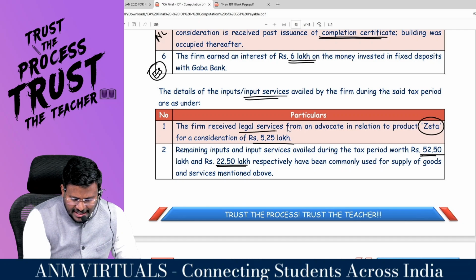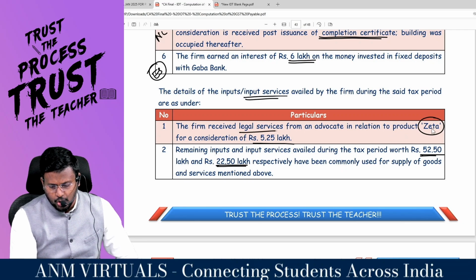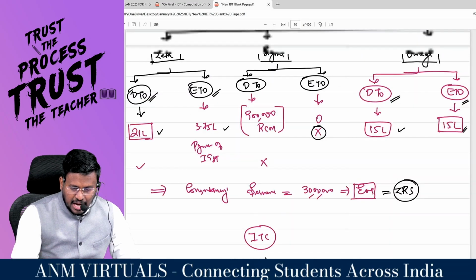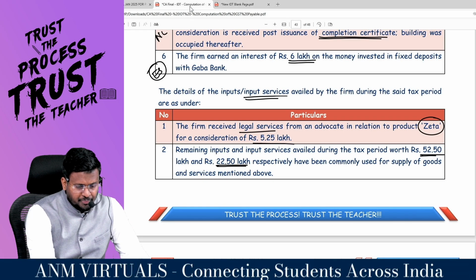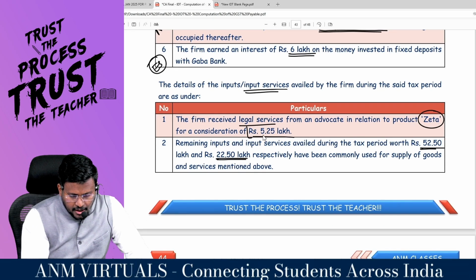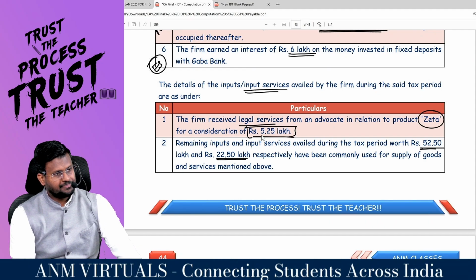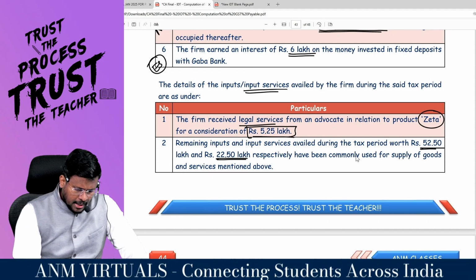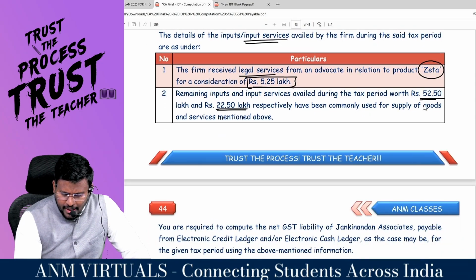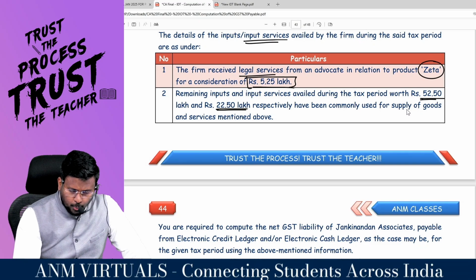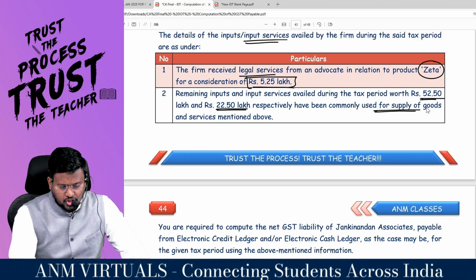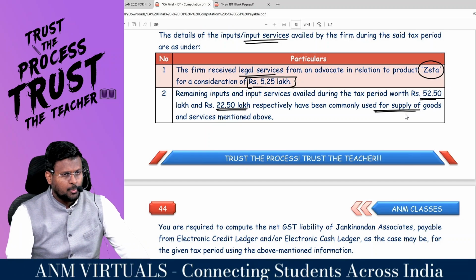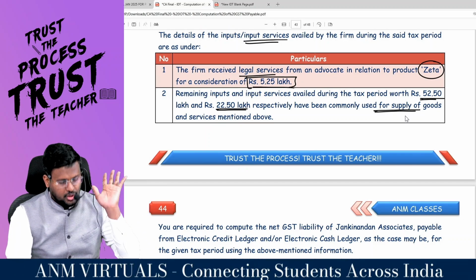The firm received legal services from an advocate in relation to product Zeta. We are doing both domestic turnover and export turnover for a consideration of 5.25 lakh. RCM. Remaining input and input service availed during the tax period, worth 52.5 lakhs and 22.5 lakhs respectively, have been commonly used for supply of goods and services mentioned above. That means we have to do the apportionment.